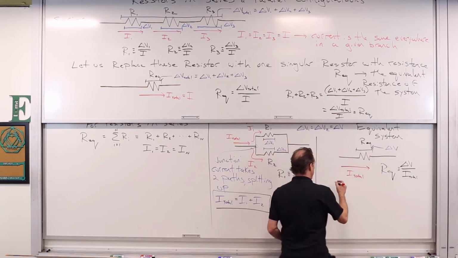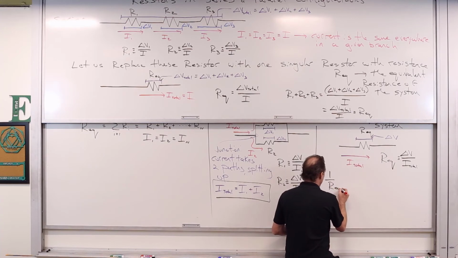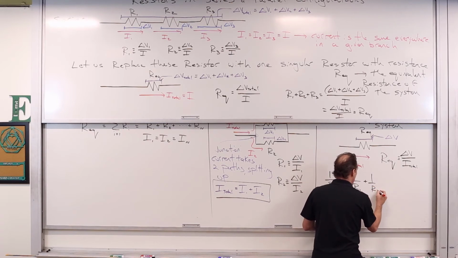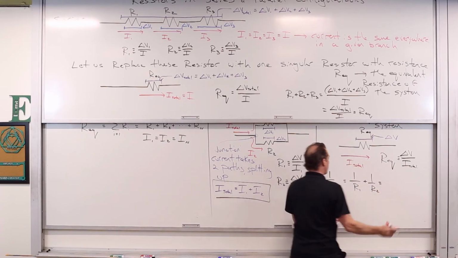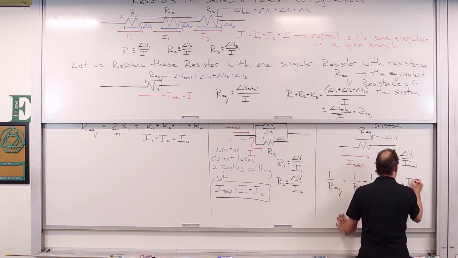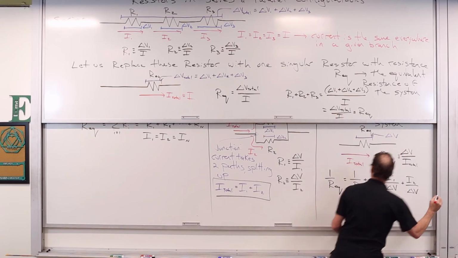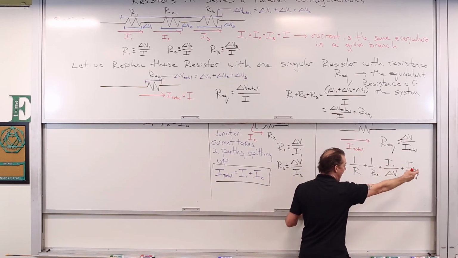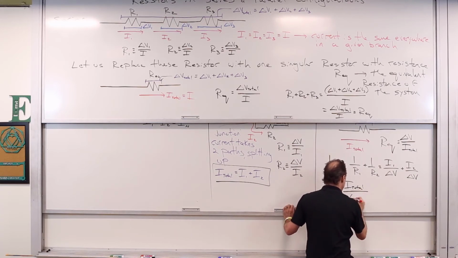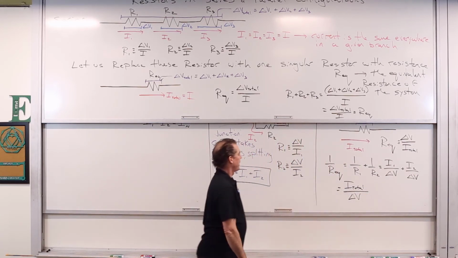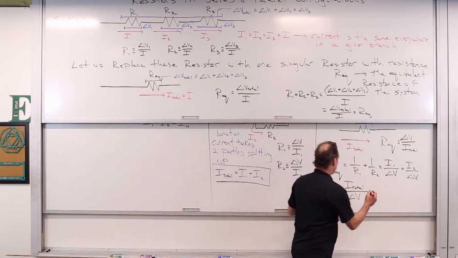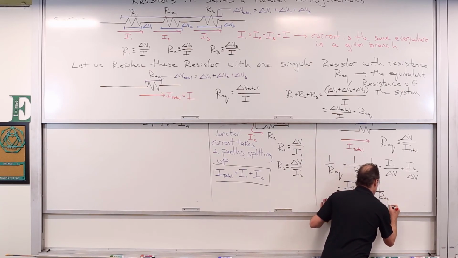That 1 over Req is equal to 1 over R1 plus 1 over R2, because that will be equal to I1 over delta V plus I2 over delta V, which is equal to, well, I1 plus I2 is I total divided by delta V. And that's what we've already said that 1 over Req would be equal to. So, 1 over Req.